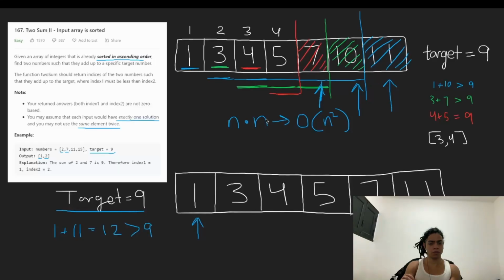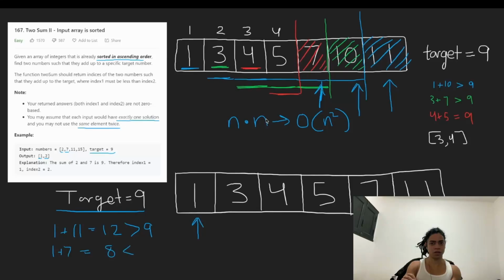So since this sum is too big, we need to decrease it. We have a choice of which pointer to shift. If we shift our left pointer here to 3, we're going to be increasing the sum. We don't want to do that since the sum is already too big. So instead, let's take our right pointer and shift it to the left. Now we've decreased the total sum, so let's recompute it. 1 plus 7. Now it's 8.